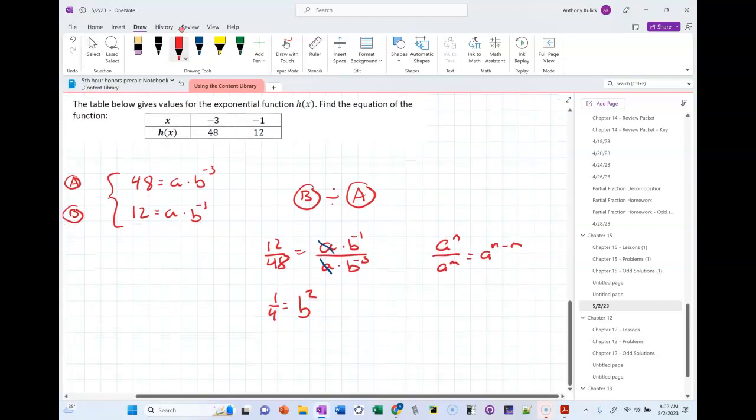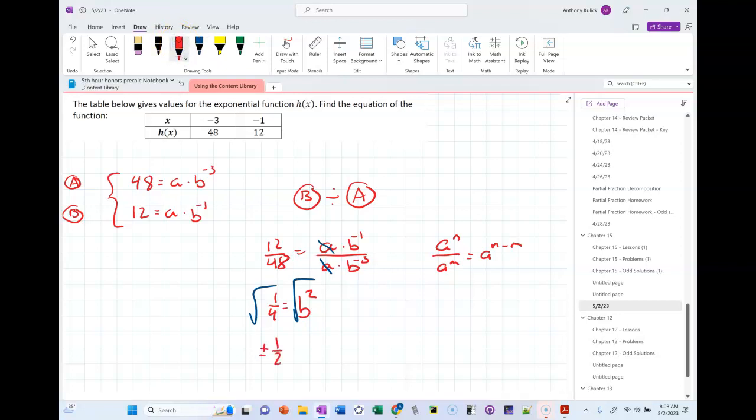We can then square root both sides to get plus or minus a half. But remember, this is the b for an exponential. So what can we say about it? It must be positive. So we can just drop that plus or minus and just call it b is equal to 1/2.